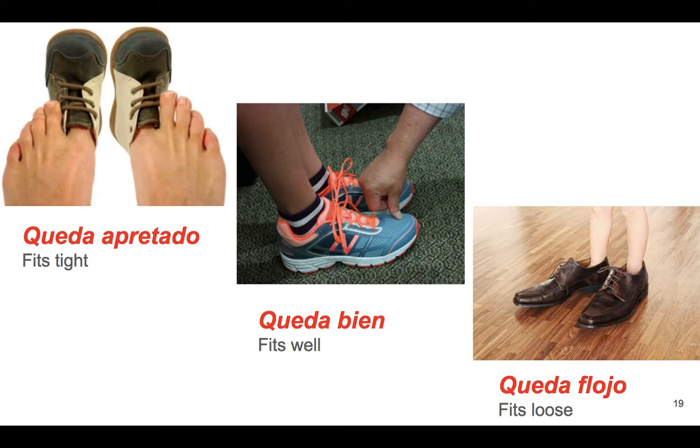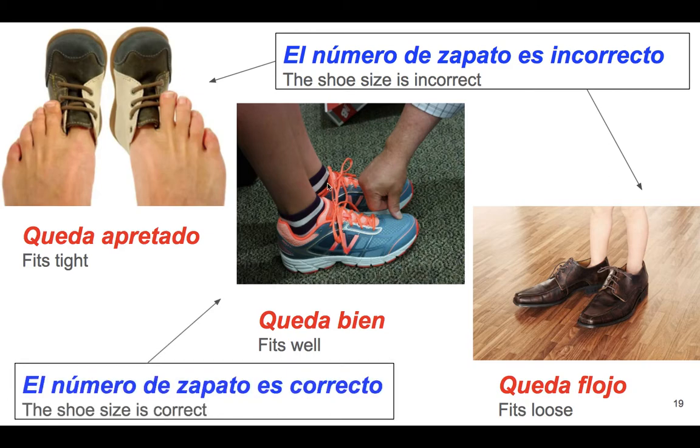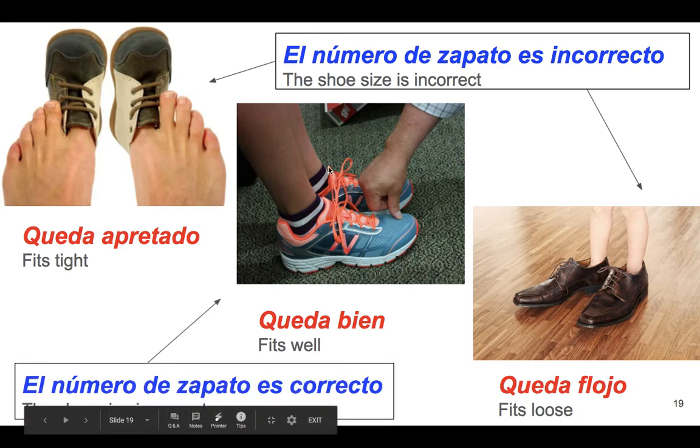Okay. Muy bien, entonces el número de zapato es incorrecto, el número del zapato. Entonces, número, shoe size. El número de este chico, de su zapato, es incorrecto. El número del zapato de este bebé, este chico, es incorrecto. Pero el número de este chico, el número de zapato es correcto. Okay.